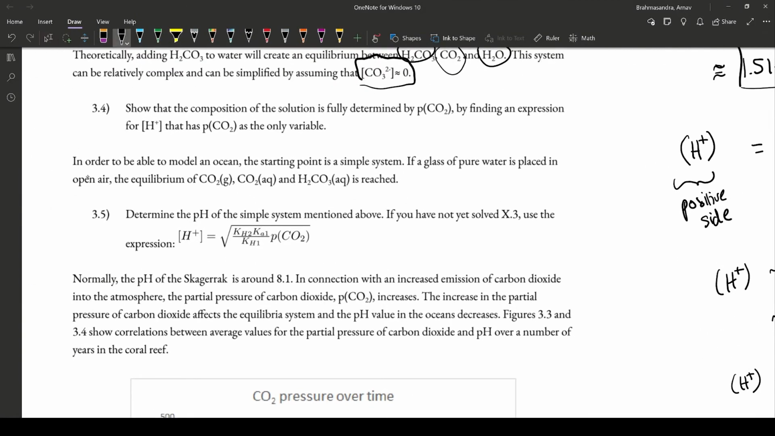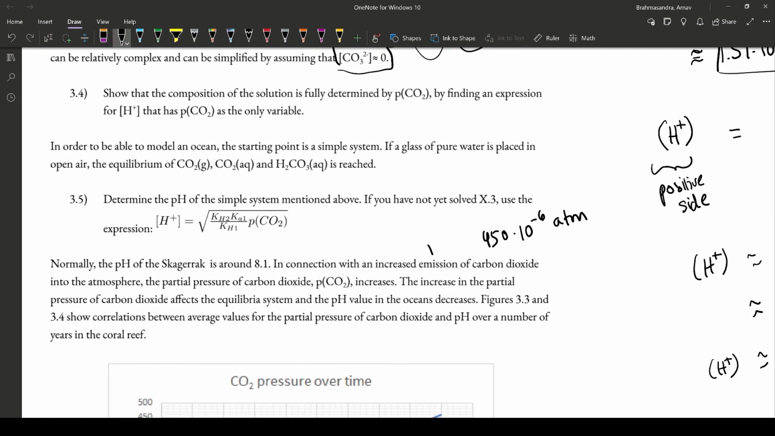So basically it's saying in order to be able to model an ocean, the starting point is a simple system. A glass of pure water is placed in open air, then you have an equilibrium. If you place the water in open air, you're basically exposing the water to what is the pressure of CO2? 450 times 10 to the negative 6 atmospheres. So we know that this is the pressure of CO2 when we expose water to the open air.